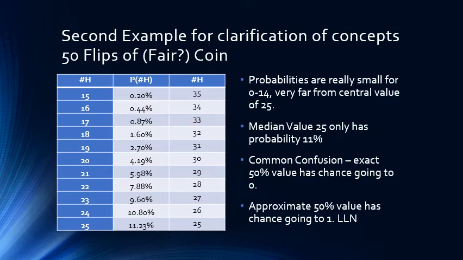So when you flip the coin a large number of times, like 1,000 times, you won't get exactly 500 heads. In fact, the chances of getting exactly 500 heads out of 1,000 are very, very small. But approximately 50% heads will be true, and the approximation will become better as the number of flips increases. So this is a common confusion about the law of large numbers.